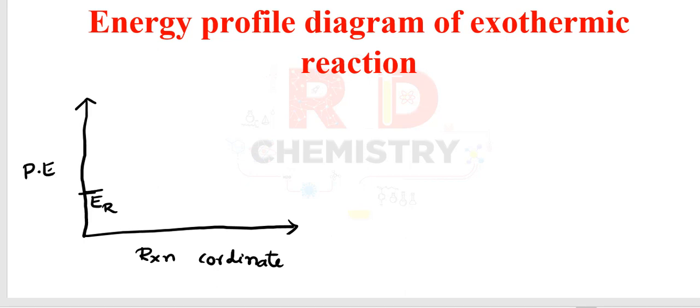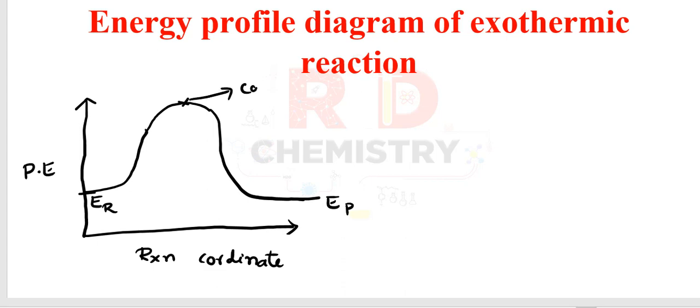This is not enough. They have to have more energy to form the activated complex. Then the activated complex decomposes to give the products. Assume this is the energy of the products. And this is the formation of the activated complex. Okay, this is known as the activated complex, the energy of the activated complex. Right? Now see here, this is the energy of the reactant and this is the energy of the products.